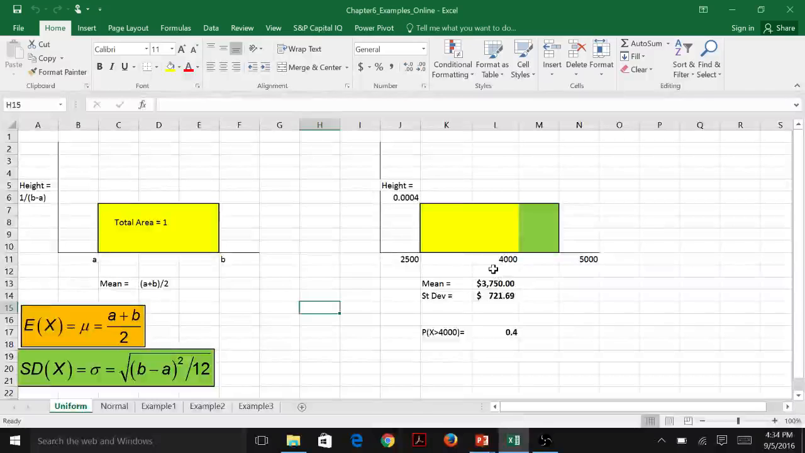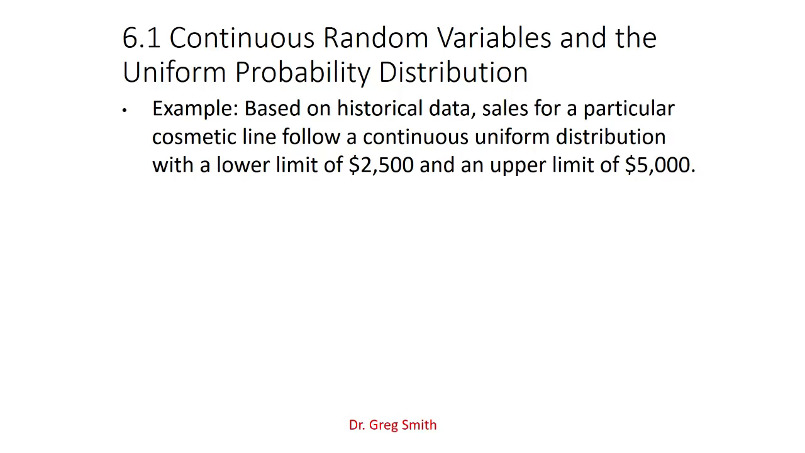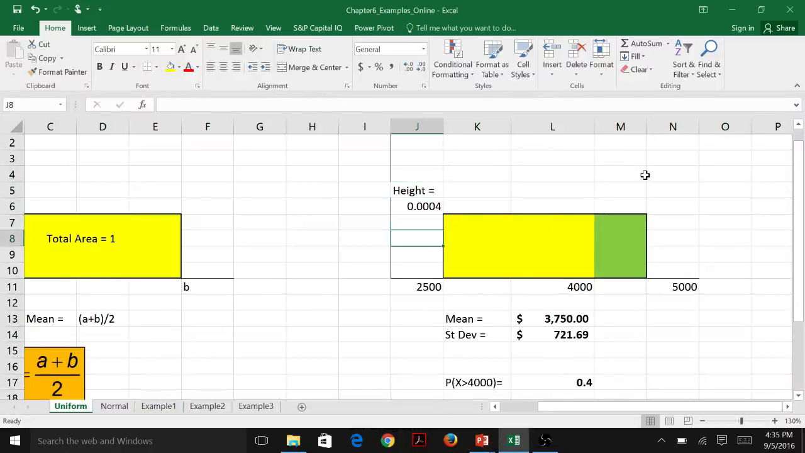If I pop out here to Excel for a second, exactly what we've seen before, I'm just going to repeat the example. Let's blow this up a little bit. So, historical data. A particular cosmetic line follows a continuous uniform distribution. Lower end is 2500, upper end is 5000. And we have that. Here's lower, here's upper. And we know that the height is going to be 1 divided by the difference between 5000 and 2500. So 1 over 2500. There's our height. So this value multiplied by the difference between this and this is 1.